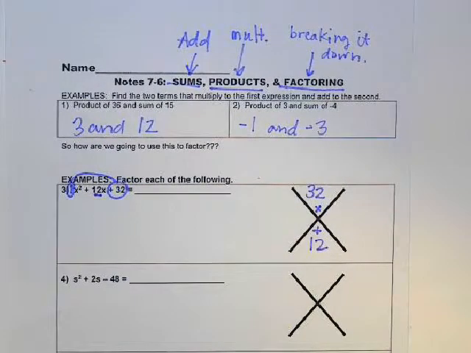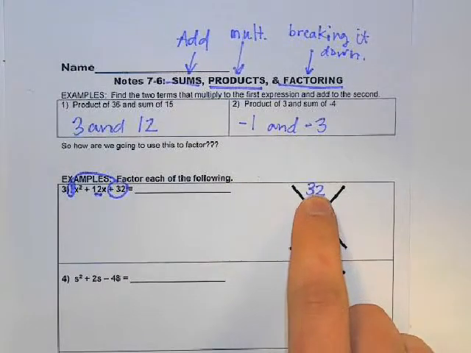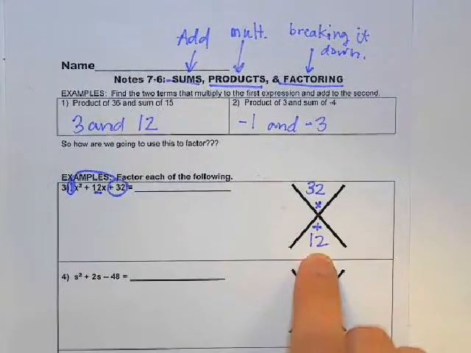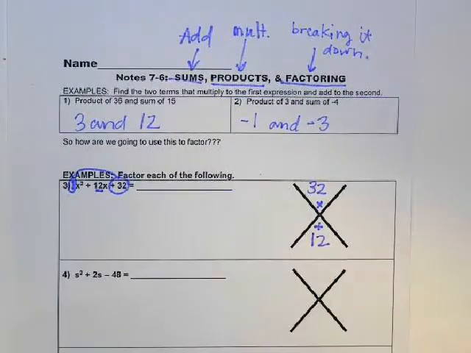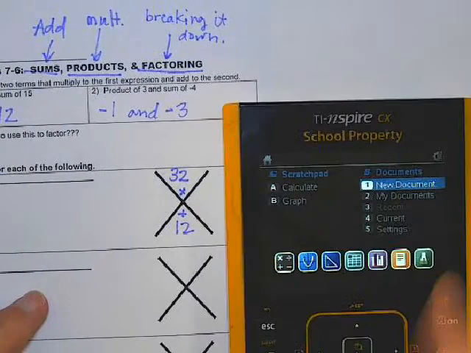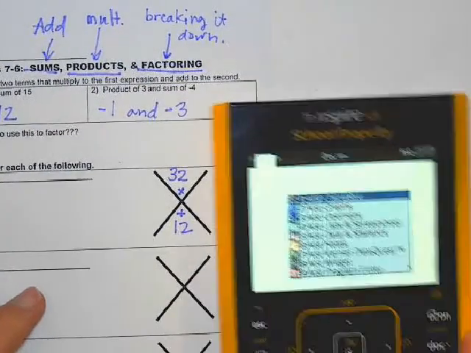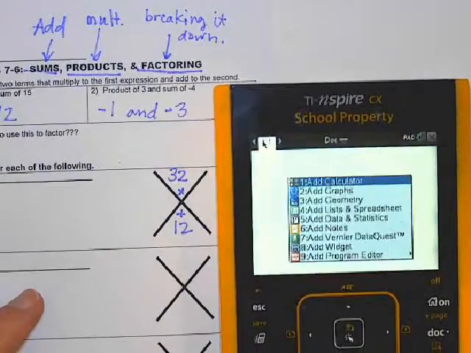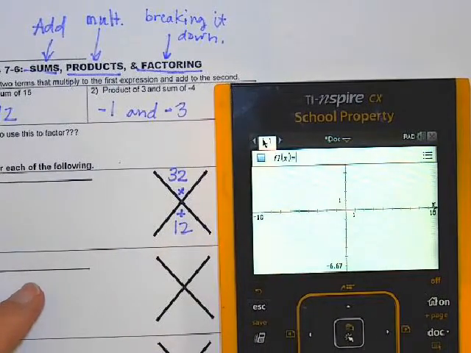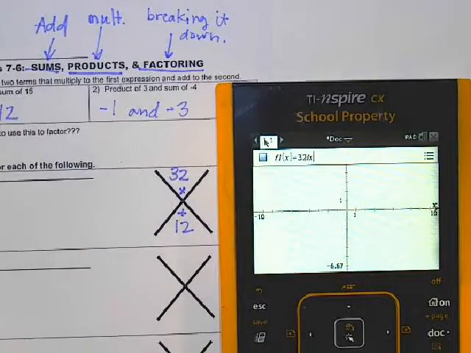My add number is always just going to be the middle number, which is 12. So there's my product and sum. Now, I need to go find 2 numbers that are going to be multiplied together to give me 32 and add together to give me 12. So we're going to go to the graph of the calculator, just like we did in the warm-up. So everybody go to the graph. And I want to do the product, so 32 divided by X, enter.